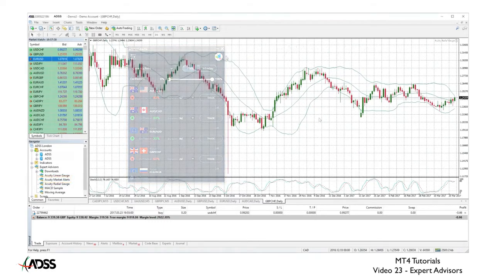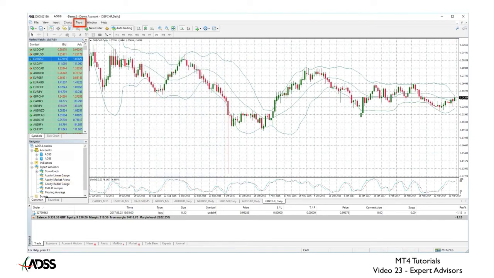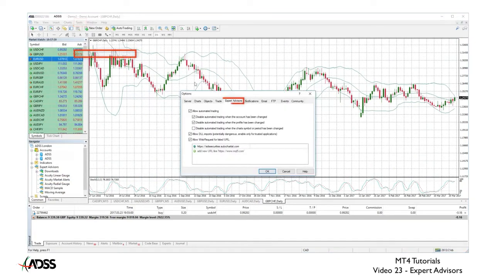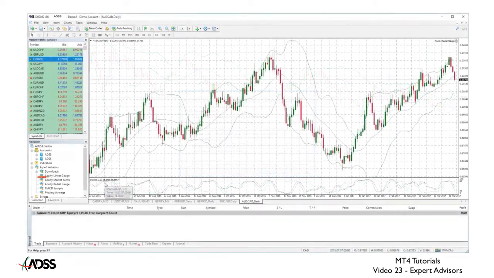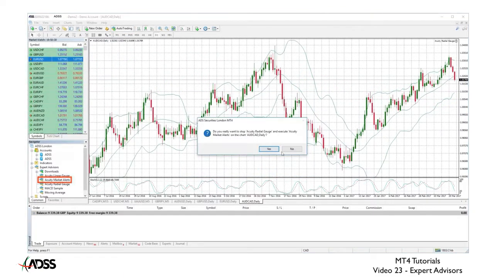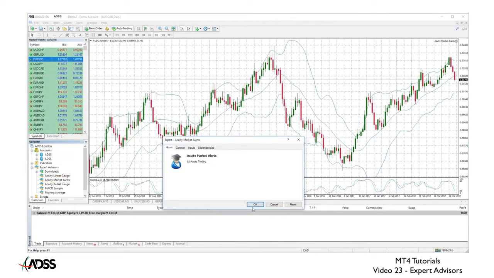Before you run any EAs, you need to ensure that you visit Tools, Options, Expert Advisors, and tick Allow Automated Trading and Allow DLL Imports. Also, make sure the Auto Trading box is ticked. There are two ways to run an EA. You may simply click, drag, and drop it onto a chart, or double-click on the EA's name.